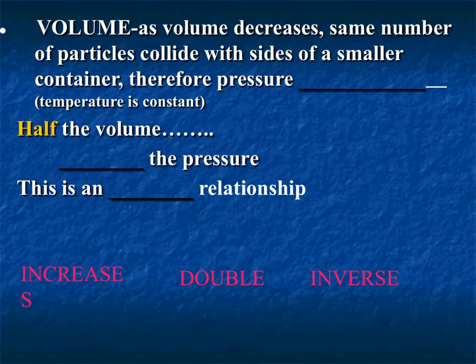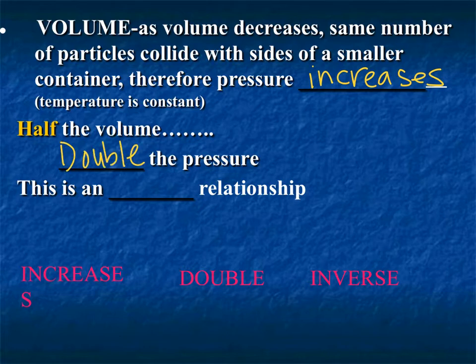You should pause it, fill in your blanks, and then replay the video to see if you got it right. So let's see. As volume decreases, you have the same number of particles colliding with the sides of a smaller container. Therefore, what's going to happen to the pressure? Volume decreases, so volume goes down. Therefore, pressure increases. If you halve the volume, you double the pressure. This is an inverse relationship. Hopefully all of you were able to get that right.